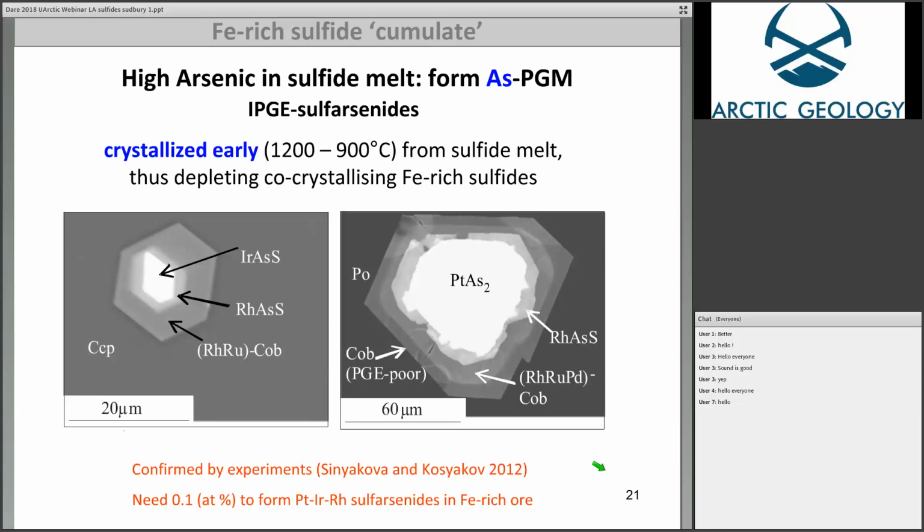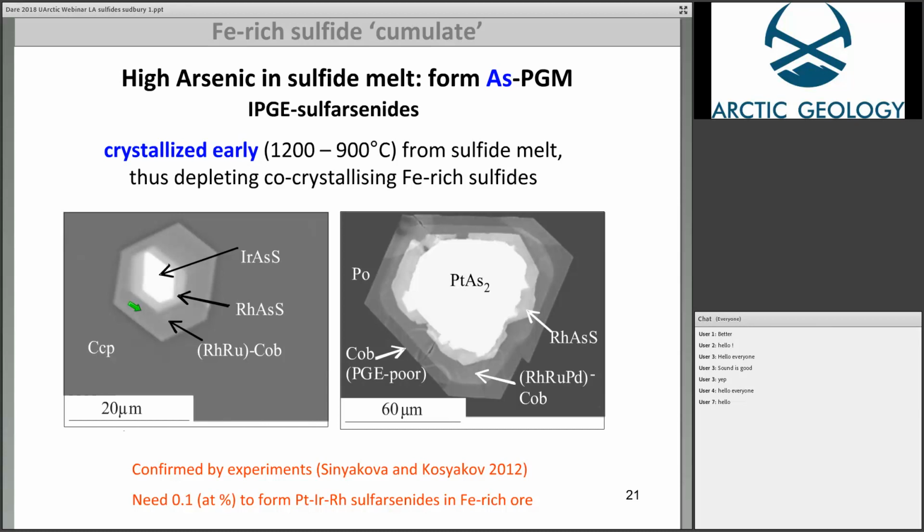So in the high arsenic ore from the south, these were the beautiful platinum group minerals containing either an arsenide like sperrylite, platinum arsenide, or more common were these sulfarsenides. So you have arsenic sulfur as your anions, with your iridium, rhodium as your cations. And they were beautifully zoned. You can see the zoning here, and because of that zoning, we thought they are magmatic.